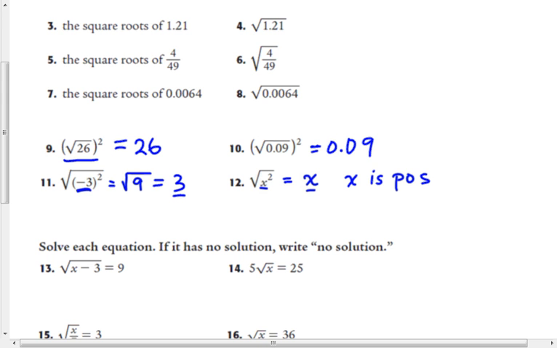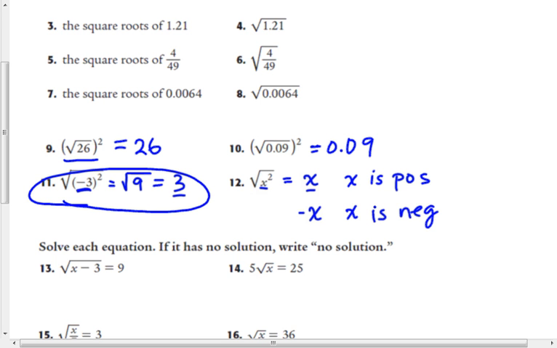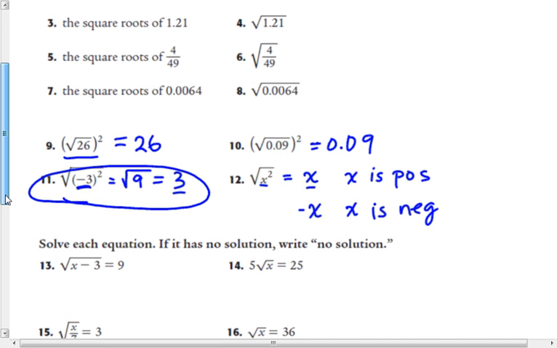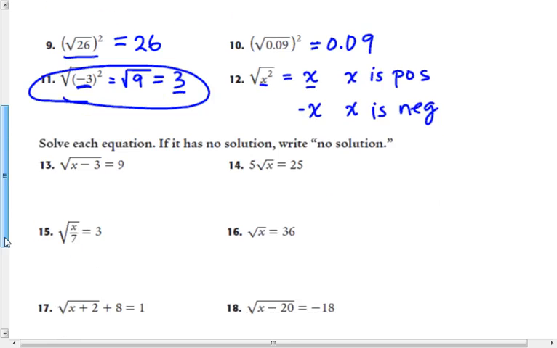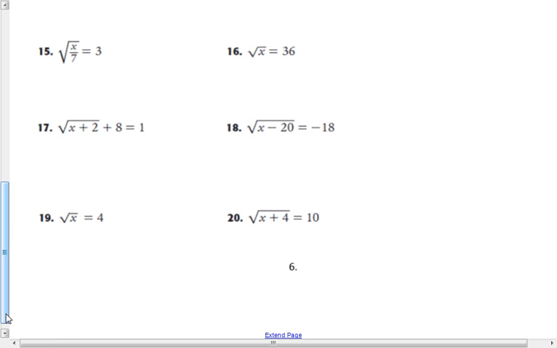If x is negative to begin with, then we're actually going to get the opposite of what we started with, like we did in this problem. So it's equal to the opposite of x. And remember that when you take the negative of a negative, it's really a positive. So when x is negative, that happens. All right, we're going to do a couple equations now, so you can see how we do those. And we're going to go down to number 19 here and start with that one.